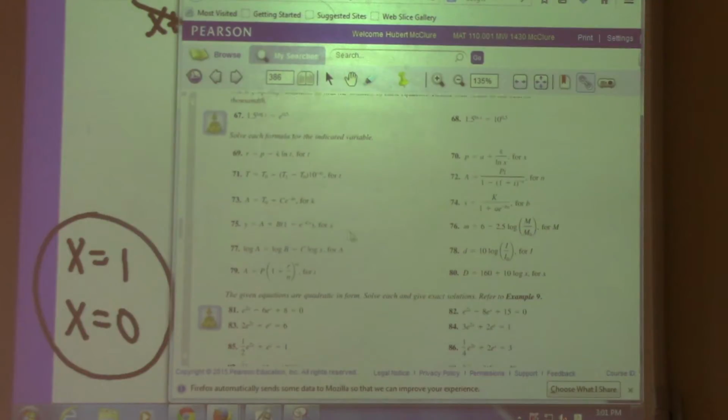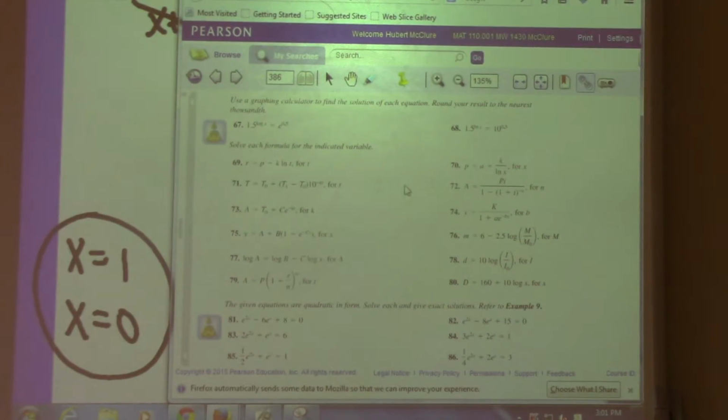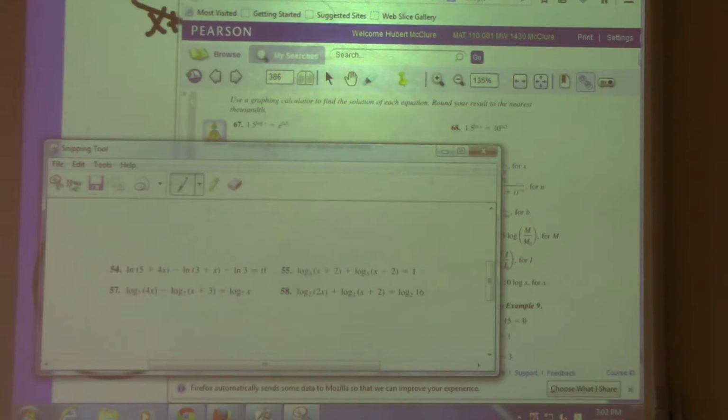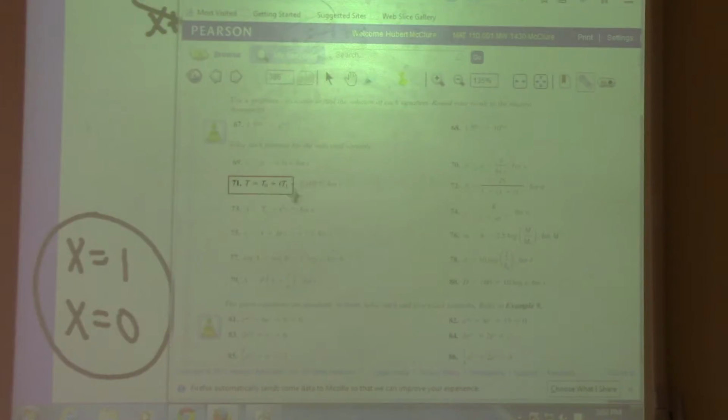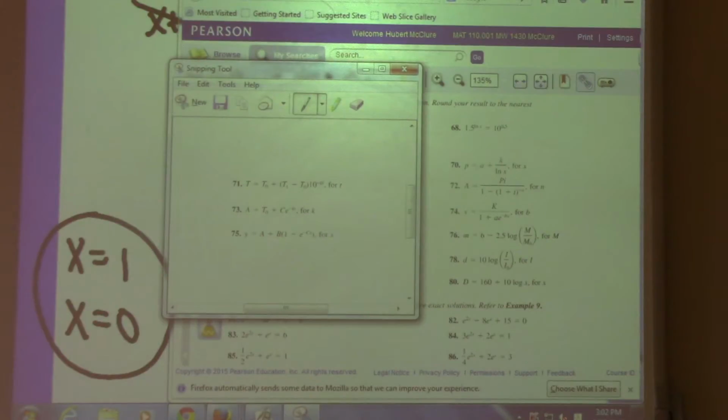Let's solve a couple of these formulas right quick. These are just solving formulas. So, let's do 71 and 75. Now this is just algebra and logarithms. Hold on a second. 71 and 75.